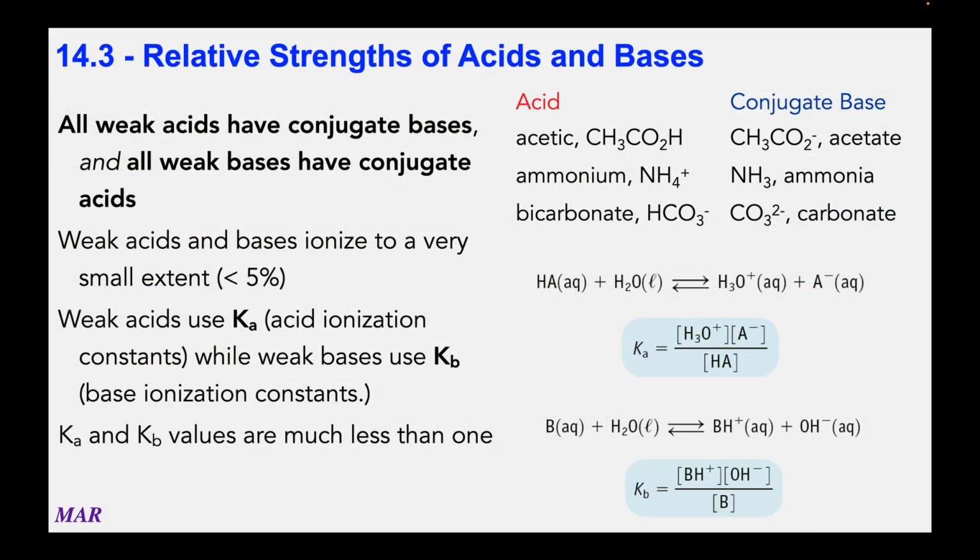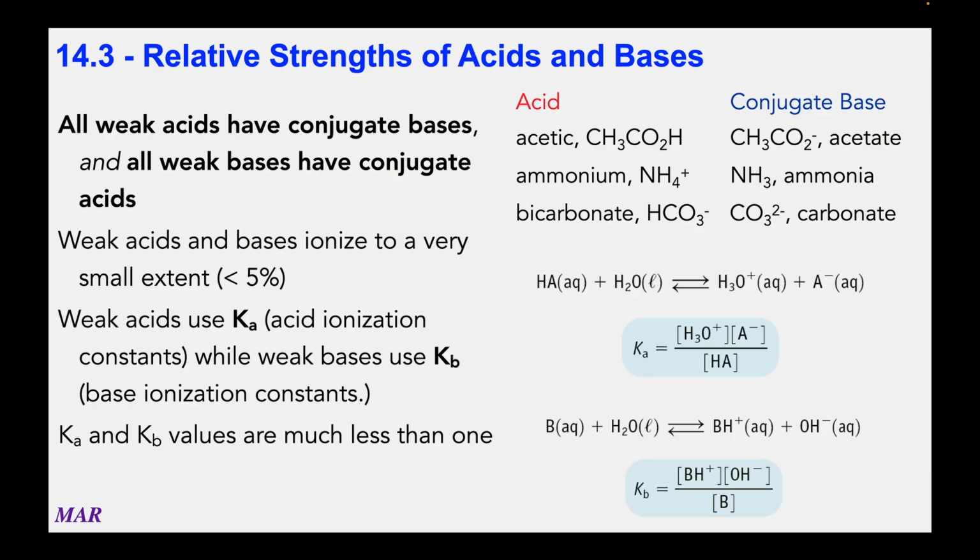All weak acids have conjugate bases. So we saw hydrogen carbonate earlier had carbonate, no problem. And likewise, all weak bases have conjugate acids. So ammonia has ammonium. There's all kinds of examples of that. These weak acids and weak bases don't ionize very much. It's usually less than 5%.